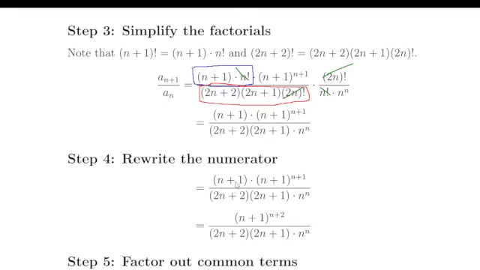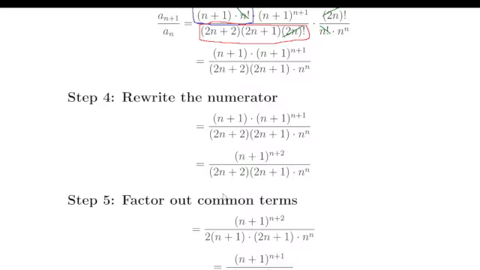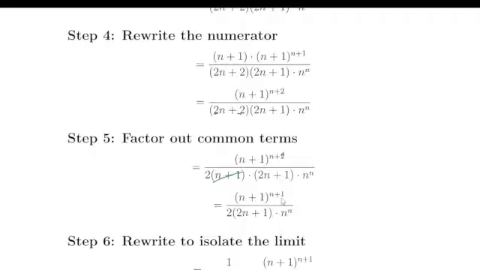Now we can simplify this further. In the numerator, we both have n plus 1 as the base, so we add the exponents and get n plus 2 as the exponent. We'll leave the denominator the same. But now we can factor out the denominator. Here a 2 can come outside and have n plus 1 left, and so this is going to cancel with the numerator. So we have n plus 1 to the n plus first power over 2 times the quantity 2n plus 1 times n to the nth.